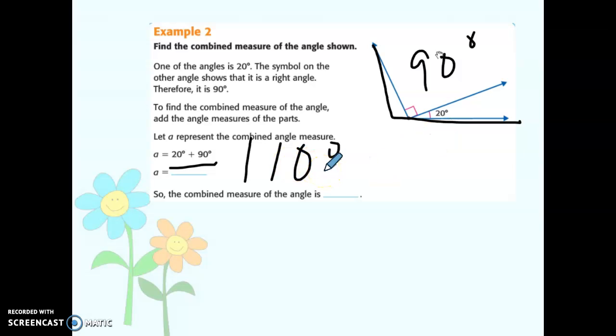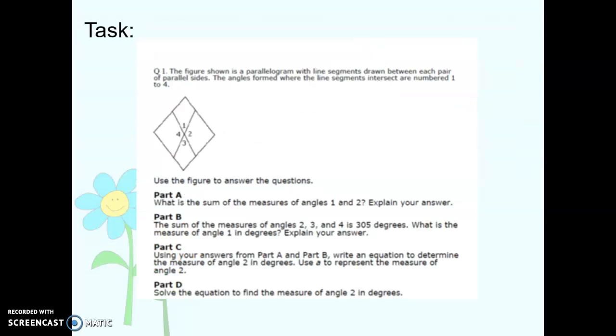I always need to go back and ask myself, does my answer make sense? Well, yeah, my answer does make sense because this angle is clearly greater than 90 degrees. It's an obtuse angle. So that makes sense to be my answer. Okay, so like I said, this standard is really addition and subtraction and understanding angles as degrees, but it's all about decomposing those angles.